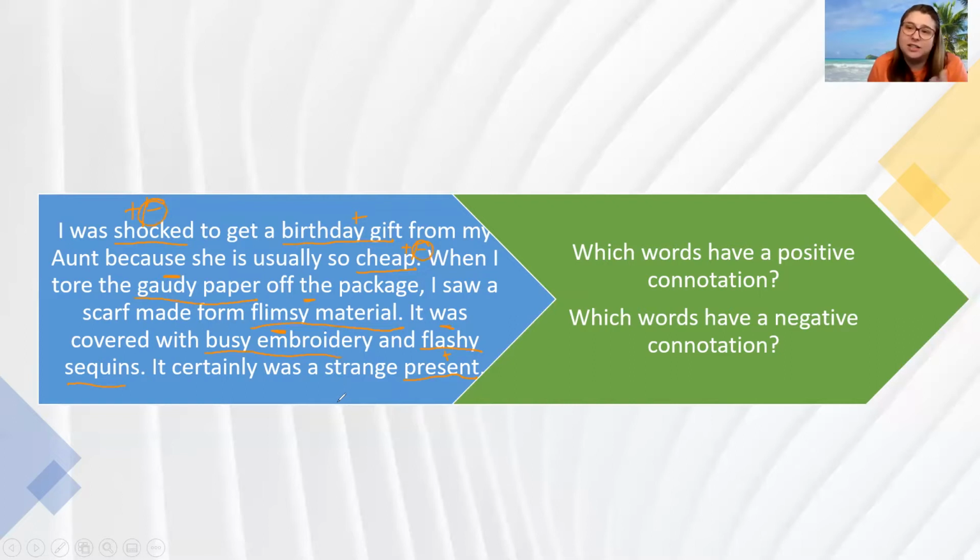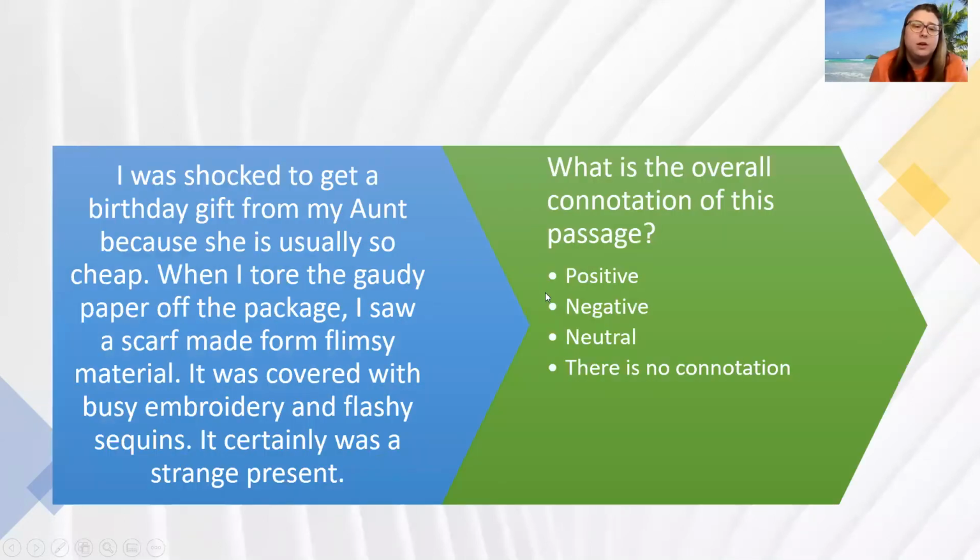So what does that tell us that the overall connotation is? Is that overall connotation going to be positive, negative, or neutral? When I read this, since we saw an overwhelming amount of negative words, some neutral words and some positive words, I think it's pretty safe to say that our answer is that the overall connotation of this passage is negative. We have that negative feeling to this.